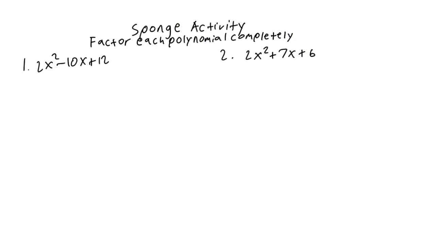2 problems today. Number 1, factor 2x squared minus 10x plus 12 completely. So factor out any GCFs, anything like that, and then factor it like normal. And then number 2, 2x squared plus 7x plus 6. If you can factor out any GCFs, do that, and then factor how I went along today.